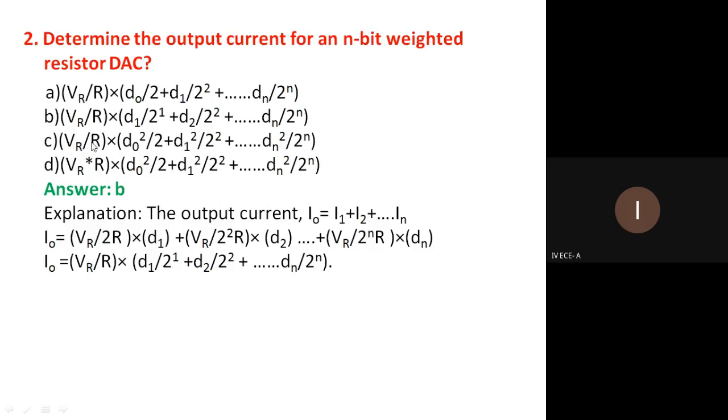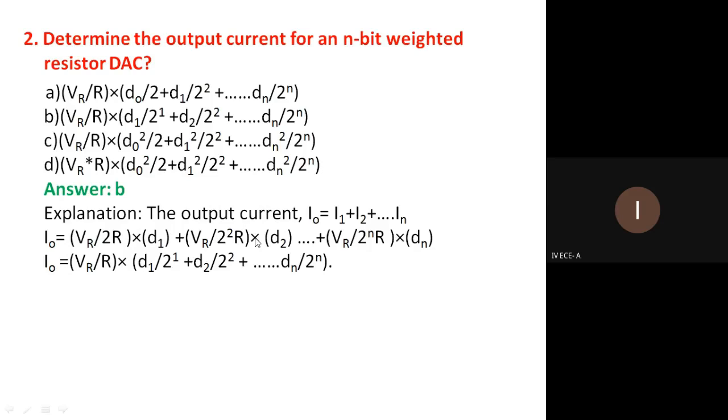Option C, VR by R into D0 square by 2 plus D1 square by 2 square plus Dn square by 2 power n. Option D, VR into R into D0 square by 2 plus D1 square by 2 square plus Dn square by 2 power n. Here the answer is B.